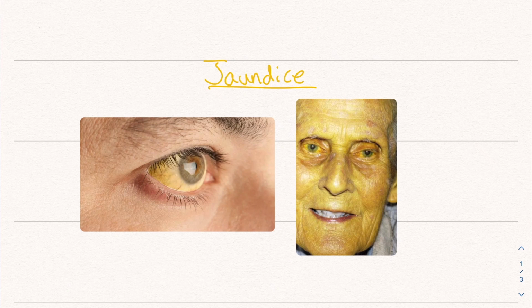Today we're going to talk about jaundice. Jaundice is a very interesting medical condition. It's most known for causing a yellowing of the eyes and the skin. So today we're going to learn about why that is. We're going to learn about more of the symptoms of jaundice and how this medical condition works. So let's get into it.